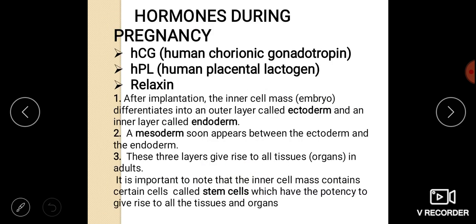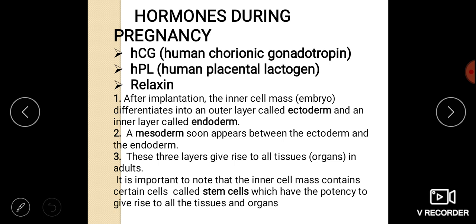Now, hormones during the pregnancy. The placenta also acts as an endocrine gland. It releases the hormone human chorionic gonadotropin as well as human placental lactogen, which helps in maintaining the pregnancy. There is another hormone known as relaxin. During the pregnancy, it is being released by the ovary, and this hormone is generally released during the time of parturition, during the time of childbirth.